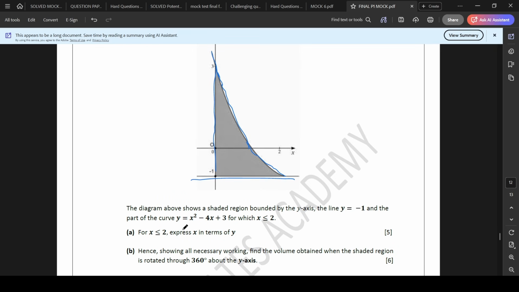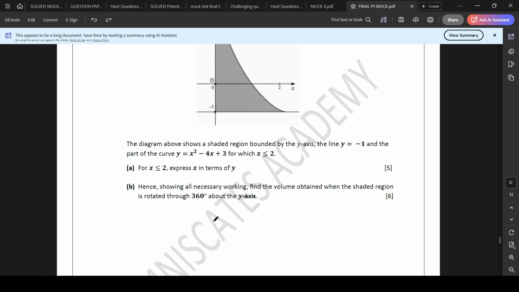And in the first part, for x less than or equal to 2, we have to express this quadratic in terms of y. So I need to make x the subject of formula basically. When they say express x in terms of y, it means x has to be the subject of formula. So whenever a quadratic is given to me and I have to make x the subject of formula, what should we do? We always complete the square. Once we complete the square, there will be only one x term. Everything else is a constant. So yeah, of course, it's easier for us to make x the subject of formula as compared to what we have over here.